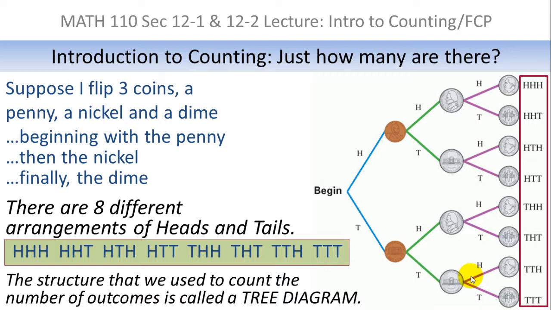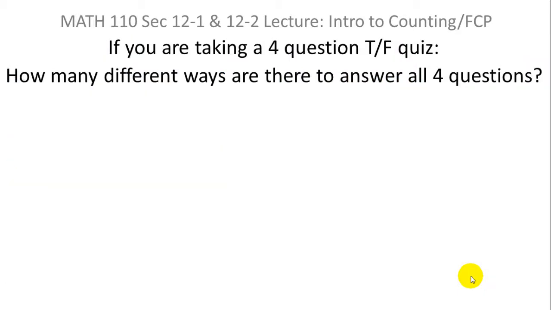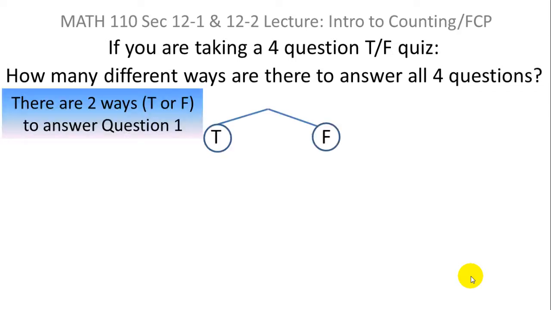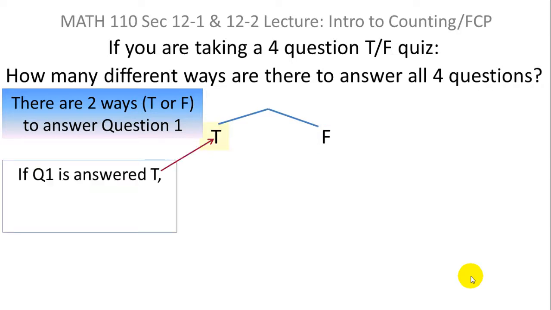Let's use it in yet another example. Here you're taking a 4-question true-false quiz, and I want to know how many different ways there are to answer all 4 questions. Let's use the same strategy with the tree diagram. We start off with question 1 can either be answered true or false. So there are 2 ways to do that. Once you answer question 1, you branch again. So suppose question 1 were answered true. At that point, you still have 2 ways of answering question 2, either true or false.